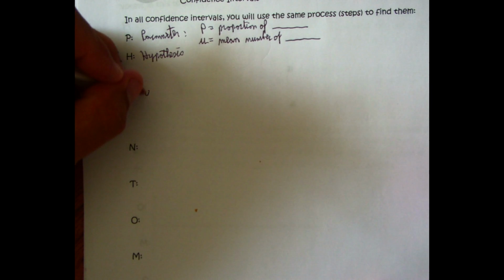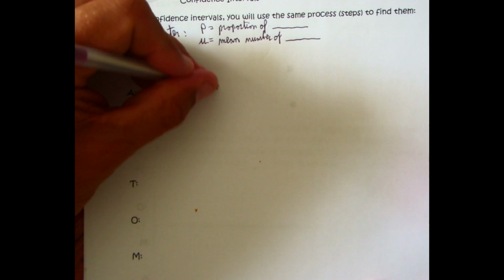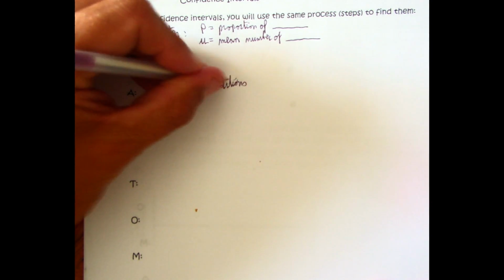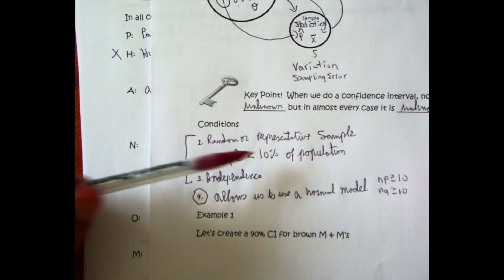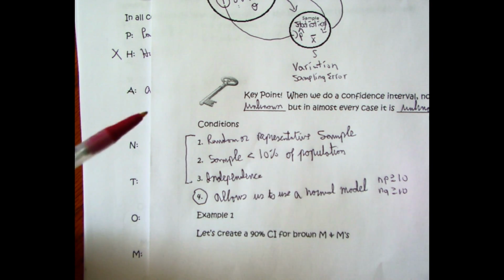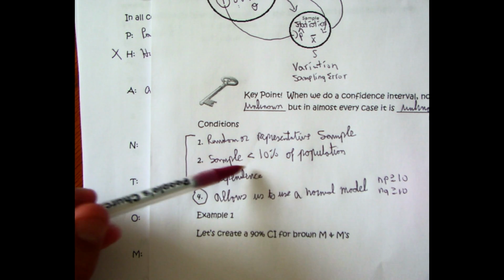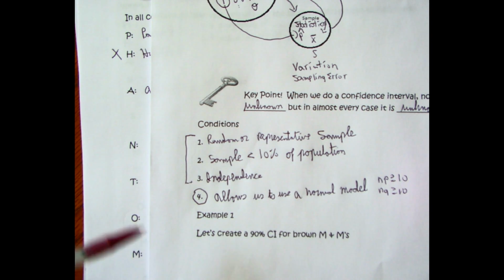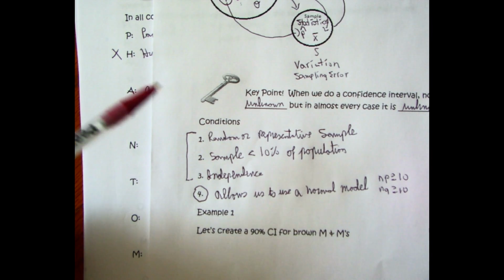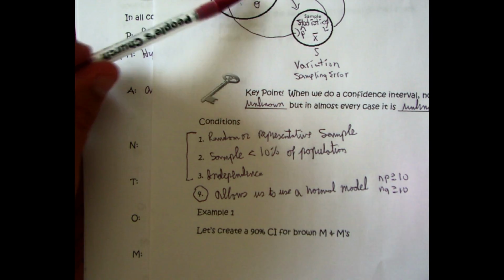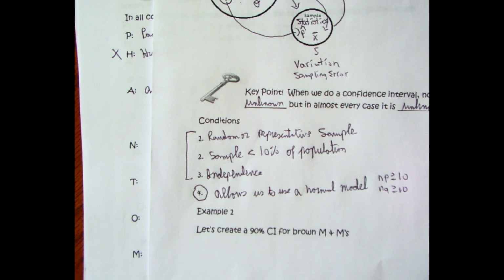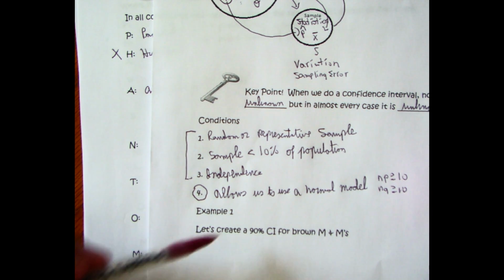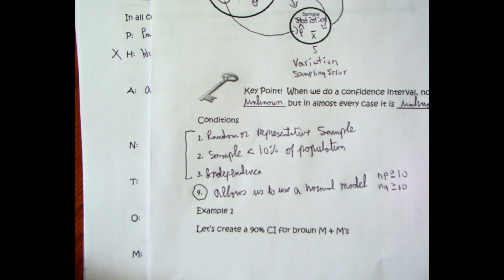A is your assumptions and conditions. And I already went over those. There's always 3 for the sample. Your sample must be random or representative. Your sample must be less than 10% of the population. And there's some kind of independence involved. Okay? And then the 4th condition, when we're dealing with proportions or means, is something that allows us to use a normal model, okay? Or a derivative of the normal model, which we'll get into.